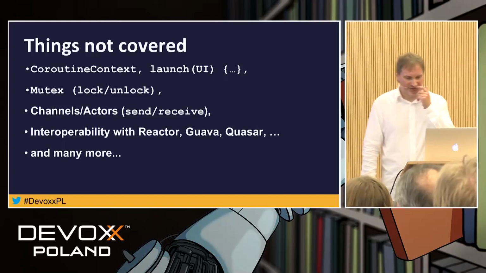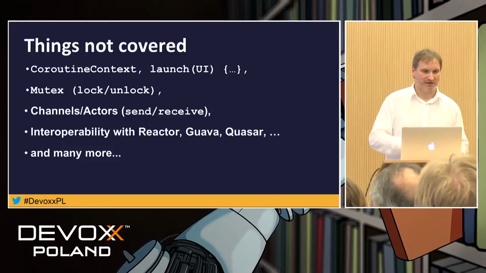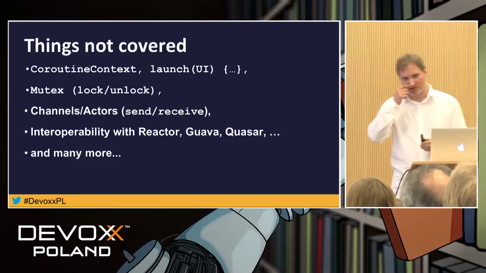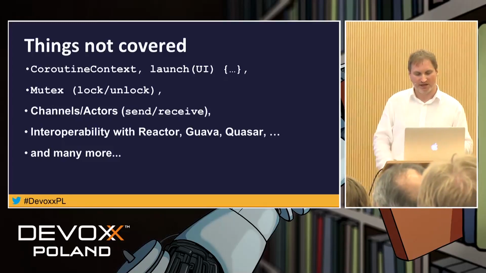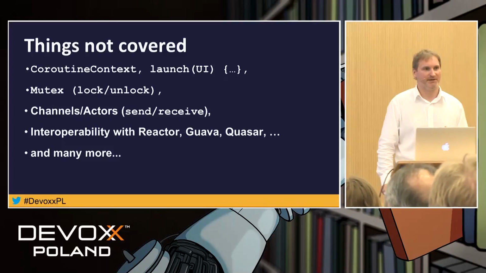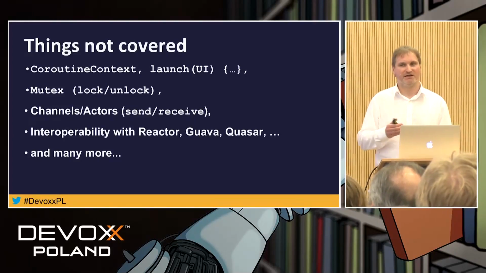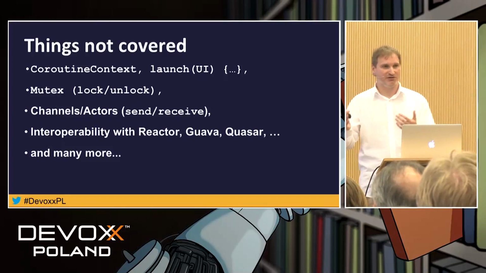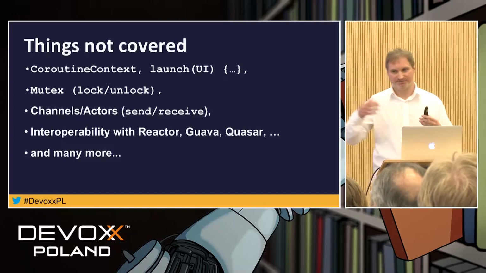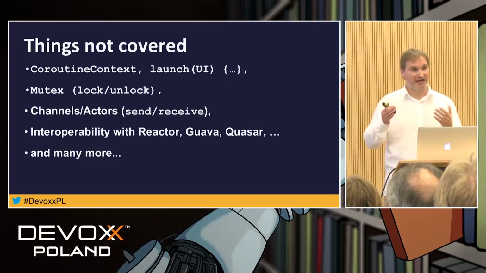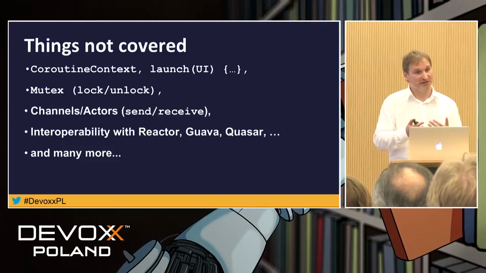There are some things which are not covered here because the topic itself is quite broad. I just want to mention some things which you should probably learn more about if you want to go deeper. There's something called coroutine context, which was actually on one of the slides. Essentially, coroutine context defines the context of execution of a coroutine. If you, for example, want to specify that you want to use a special thread or some thread pool for your coroutines, you can achieve it by using coroutine context.